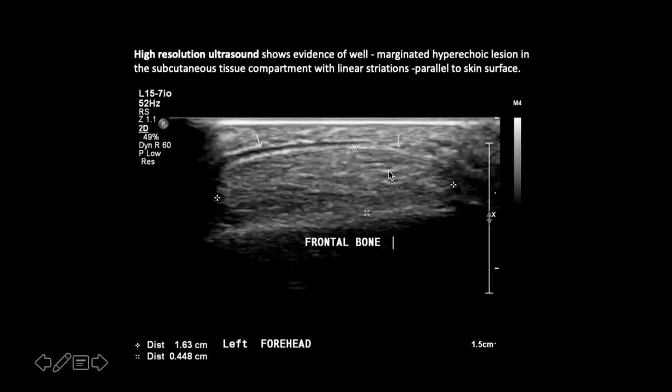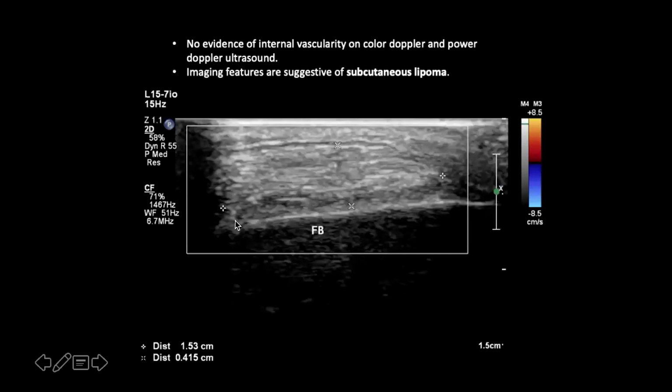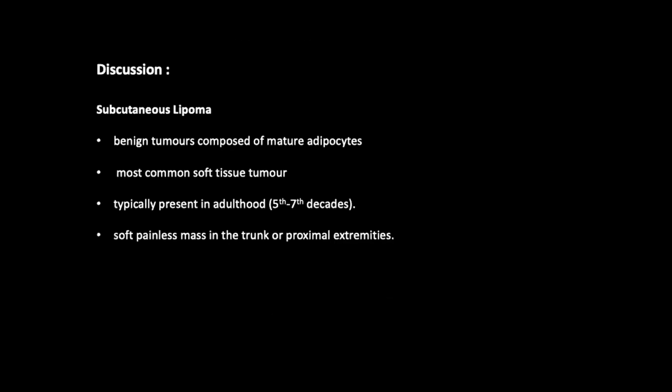And this is again a spotter, only one diagnosis, very classical subcutaneous lipoma. The surgeon who sent me was thinking in terms of epidermoid cyst also, but on ultrasound, there was no internal vascularity. It was very classical of lipoma, subcutaneous lipoma. These are the most common soft tissue tumors.